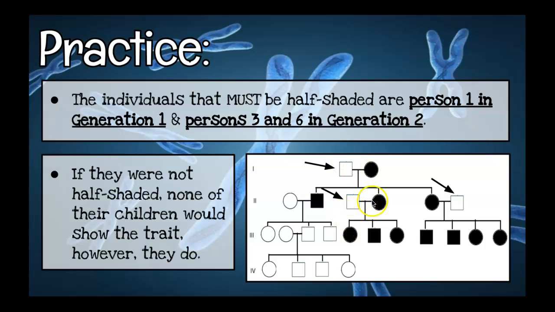Same for this situation. These 2 people got married and all of their children were affected, which means dad had to have carried that trait. And then same for this example. Okay, he had to be half shaded as well. If they weren't half shaded, none of their kids would show the trait.